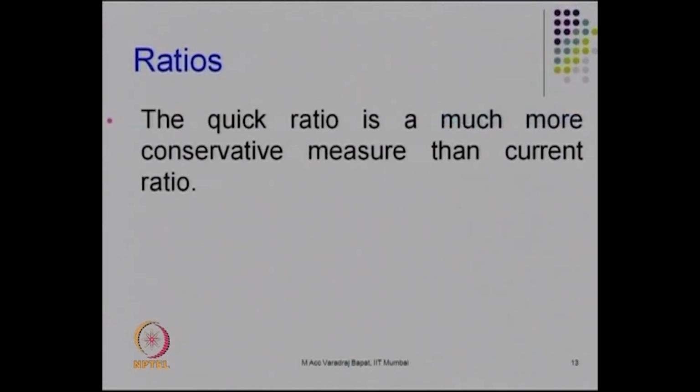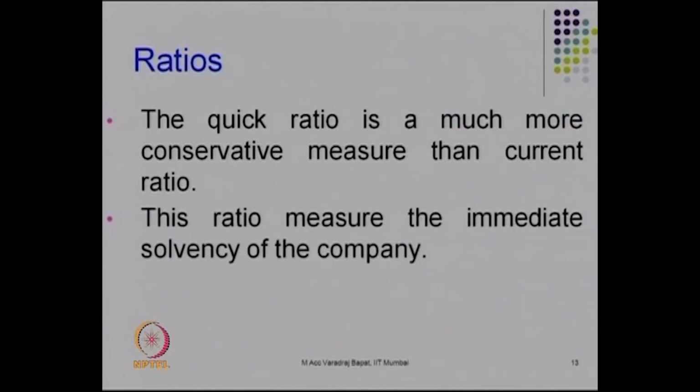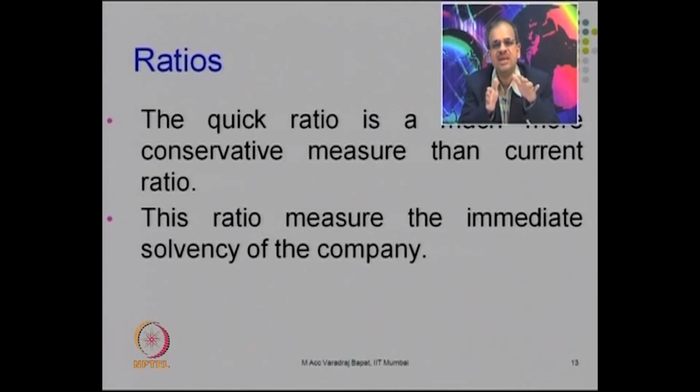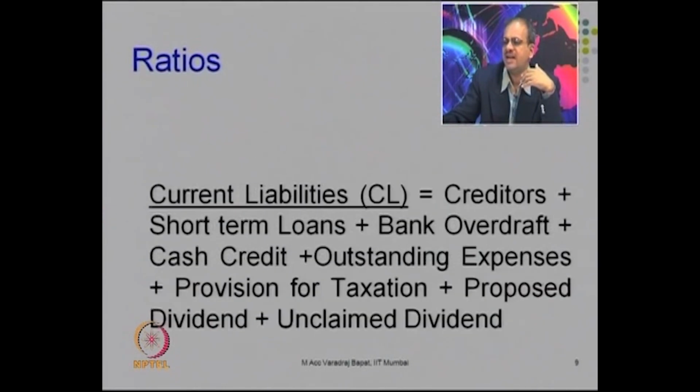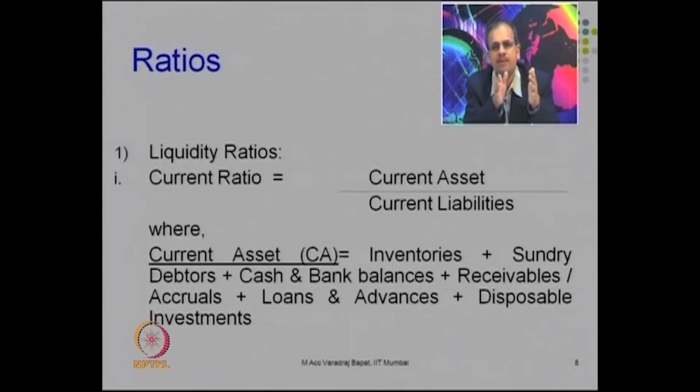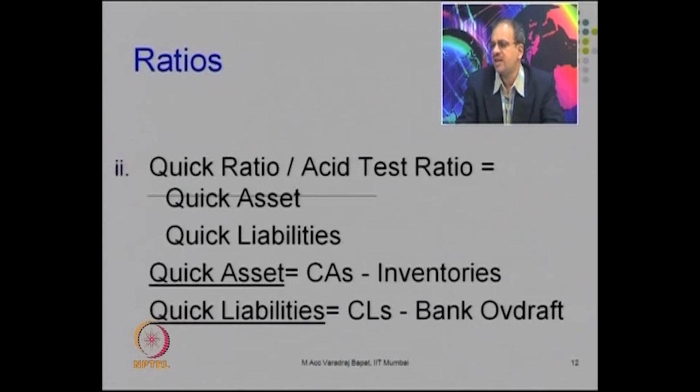Quick ratio is a more conservative tool than current ratio because this measures the immediate solvency of the company. Current ratio was broader in nature. You can compare the two ratios. You will realize that in current ratio, we were comparing current assets versus current liabilities. In quick ratio, we are comparing quick assets versus quick liabilities.